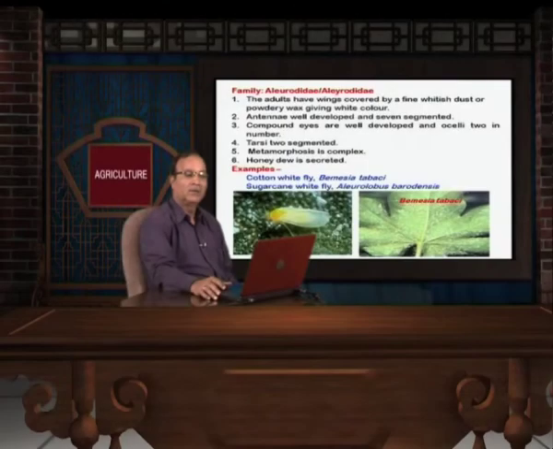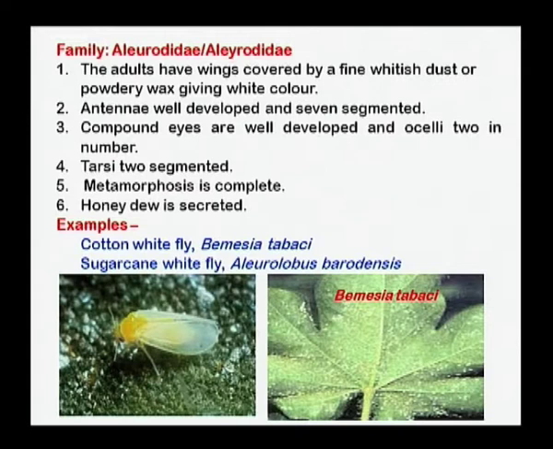Another family which comes under the order is Aleyrodidae. The adults have wings and they are covered with fine whitish dust-like or powder-like material. That is why the members of this family look white in color, as if some white particles have been dusted on the body of these adults of the family Aleyrodidae. Antennae are well developed and 7 segmented. Compound eyes are also very well developed.